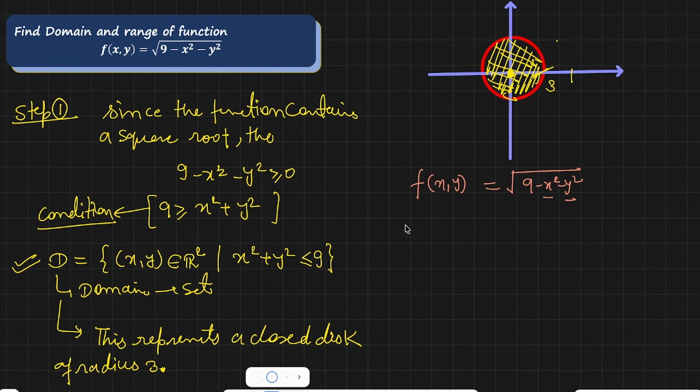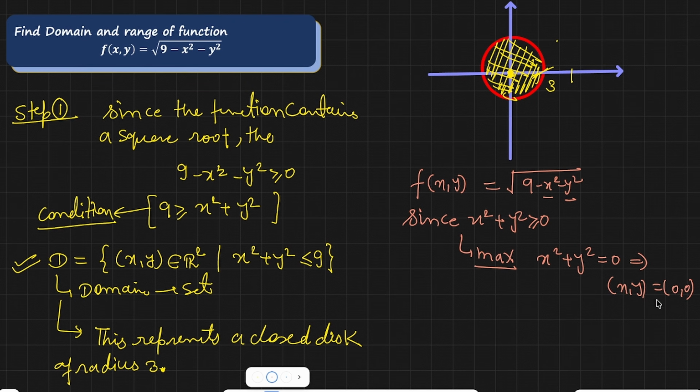Since x² + y² will always be greater than or equal to 0, because it is a square, it is positive, always greater than or equal to 0. When you put (0, 0), it will be 0. When you put any value like (1, 1) or (1, 0), it will always be greater than or equal to 0. So what will be the maximum value? The maximum value occurs when x² + y² equals 0, so simply (x, y) is (0, 0). So the function takes its maximum at (0, 0).